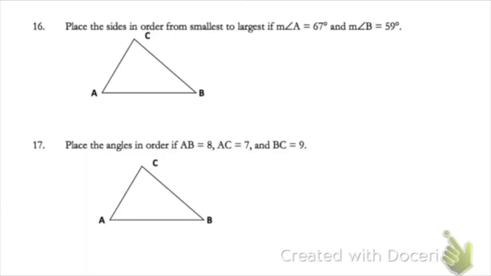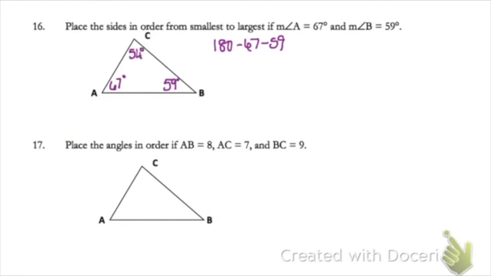On problem 16, it says place the sides in order from smallest to largest. If angle A is 67 degrees, so I'm going to label this as I'm talking, angle B is 59 degrees. Well, I'm going to have to figure out how big angle C is by subtracting both of those from 180, and I get that angle C is 54 degrees.